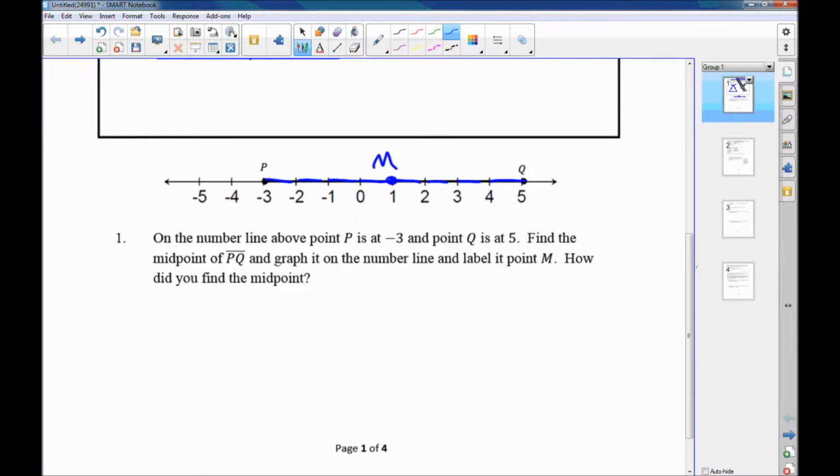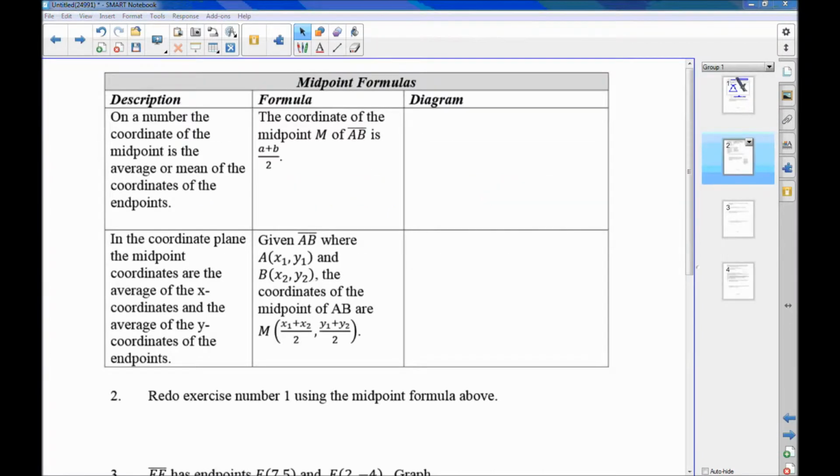Okay, so how did you find the midpoint? Possibly you did something different. Okay, but I just figured out where the middle was by counting. All right. Okay, on the second page we have midpoint formulas. In this case we have formulas because we're going to find the midpoint on the number line like we did before. And we're also going to find the midpoint on the coordinate plane, so in 2D space.